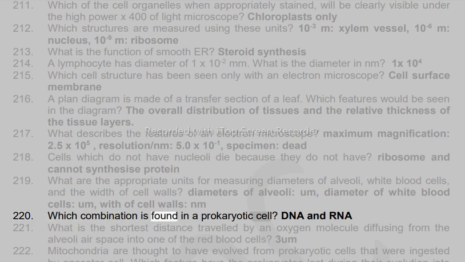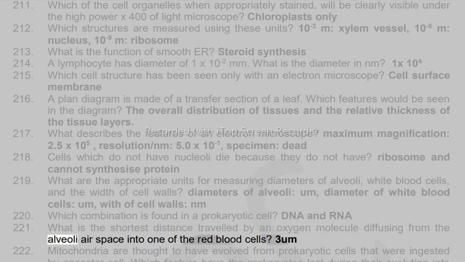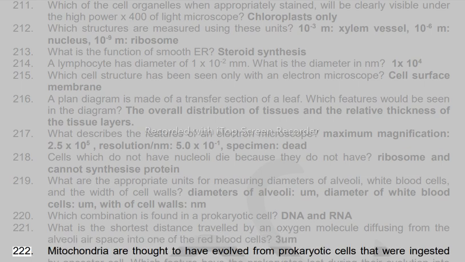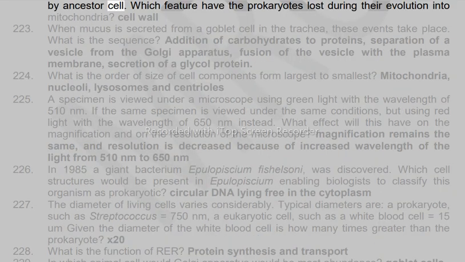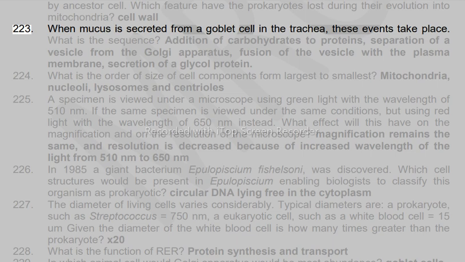220. Which combination is found in a prokaryotic cell? DNA and RNA. 221. What is the shortest distance traveled by an oxygen molecule diffusing from the alveoli air space into one of the red blood cells? 222. Mitochondria are thought to have evolved from prokaryotic cells that were ingested by an ancestor cell. Which feature have the prokaryotes lost during their evolution into mitochondria? Cell wall.